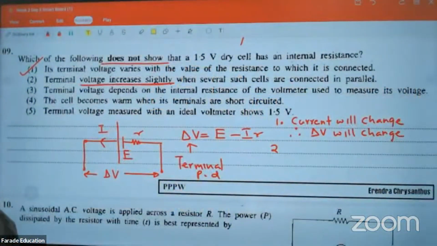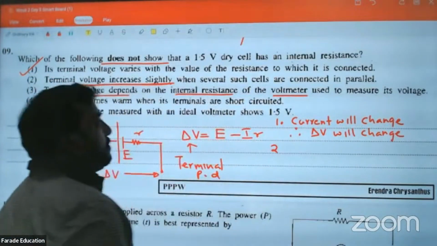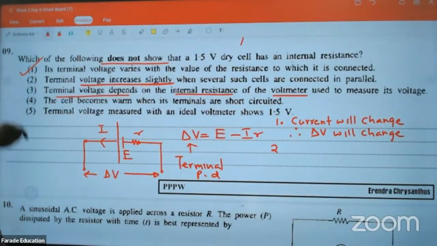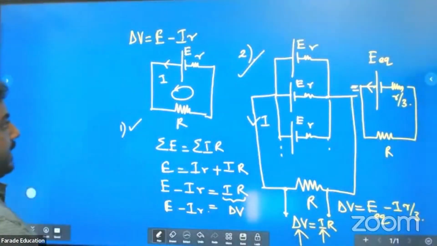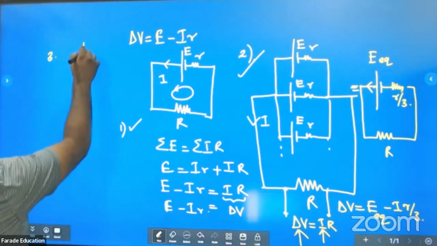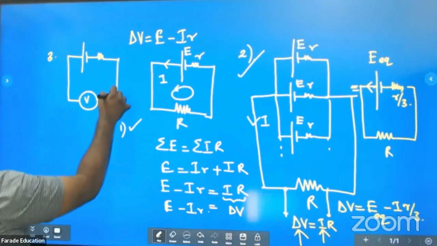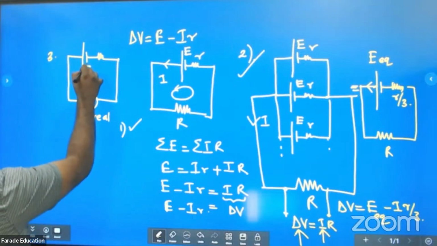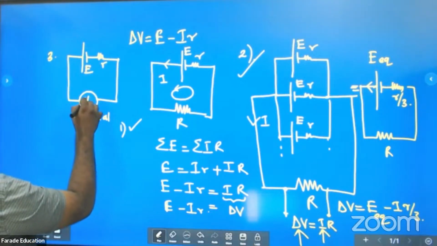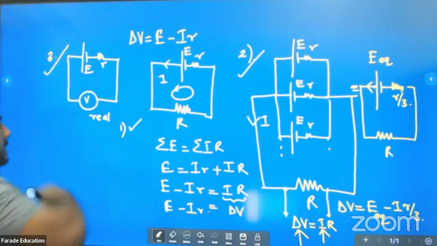Next one. Terminal voltage depends on the internal resistance of the voltmeter used to measure the voltage. Correct? No? Now look at this. Let's say third one. Cell is there, with internal resistance. I am connecting a voltmeter. Let's say this is a real voltmeter, resistance is there. Depending on the resistance, the current will change. When the current changes, terminal voltage will change. So this is also correct.